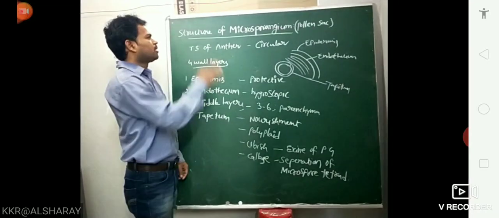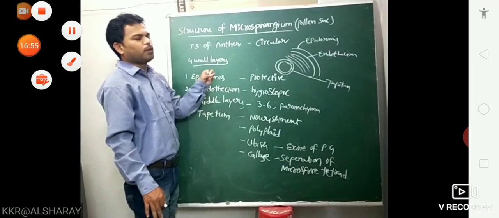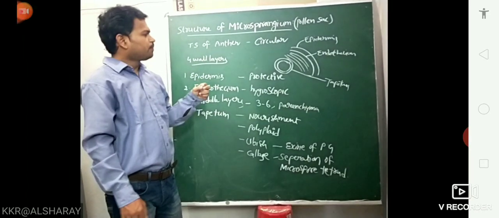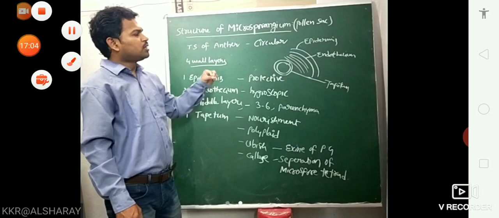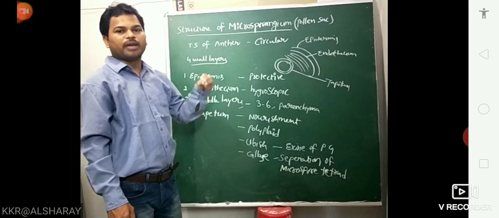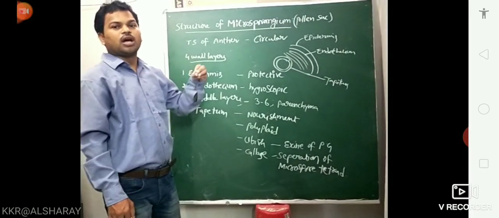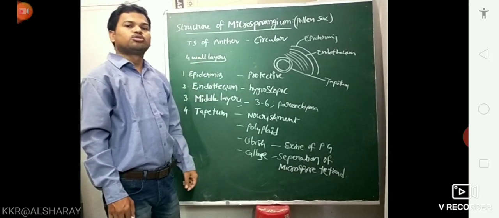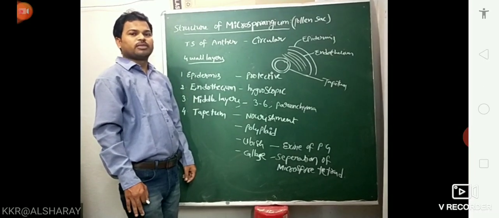This is nothing but the structure of the microsporangium, or structure of the pollen sac. Next class we are going to explain how sporogenous tissue helps in producing the pollen mother cell or microspore mother cell, and then how pollen grains are produced, how microspores are produced. That is discussed in microsporogenesis. Any doubts, sir? Then you ask me. Thank you.